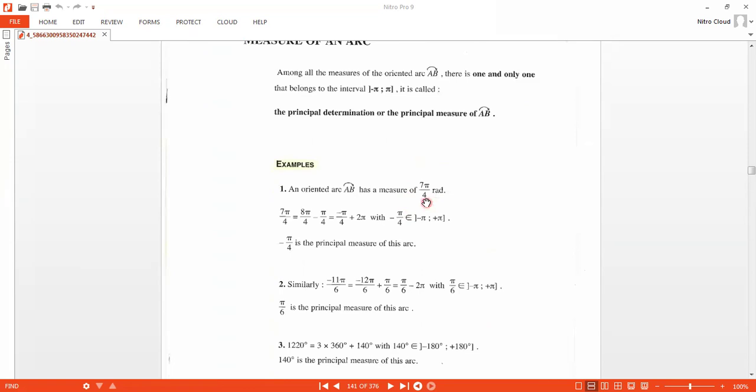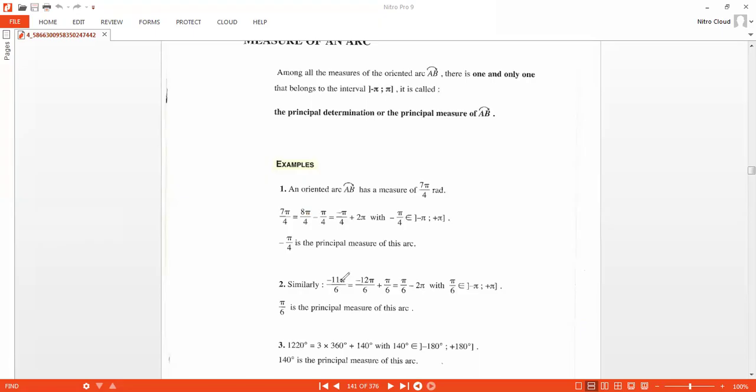So look what we are going to do. 7 pi over 4, we're going to write it as 8 pi over 4 minus pi over 4. Do you agree that 8 pi over 4 minus pi over 4 is the same as 7 pi over 4? Yes, of course you agree. Now, what's 8 pi over 4? It's 2 pi. 2 pi gives you 0 because, as I told you above, if you do a complete orientation, which is 2 pi, it gives you the position of 0. So this is 0. What's left is minus pi over 4. This is the principal measure.